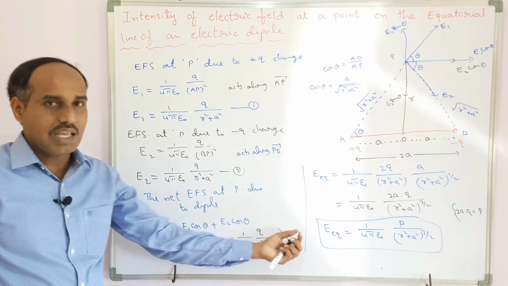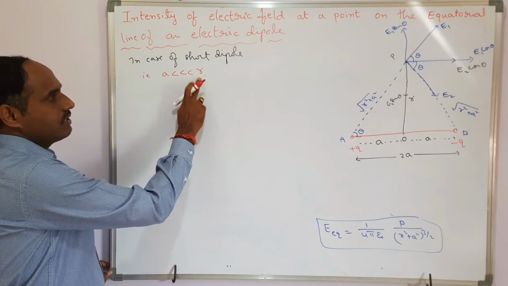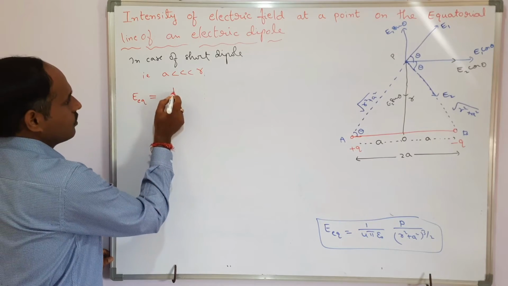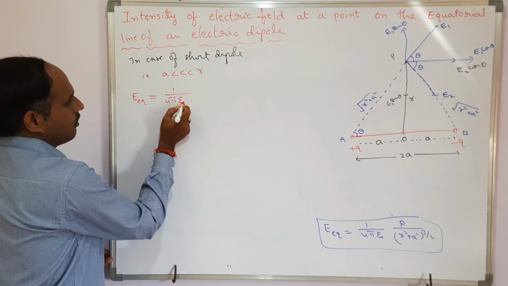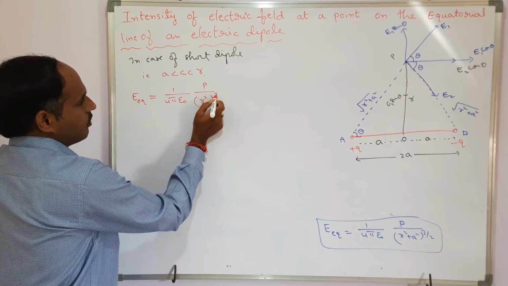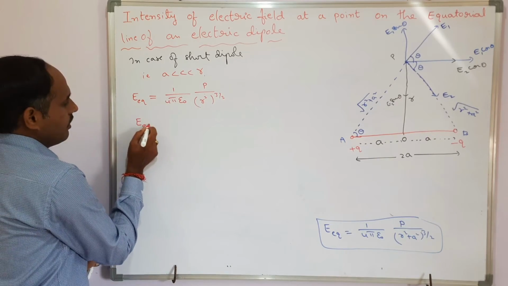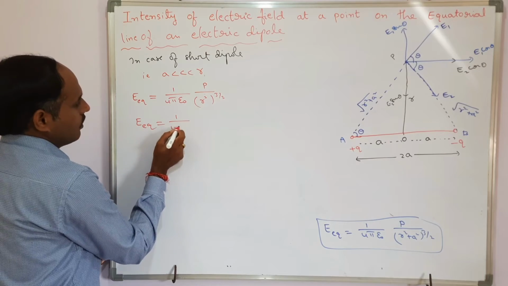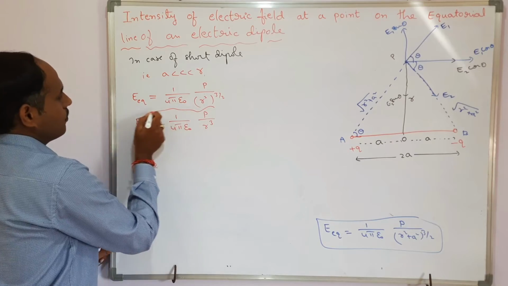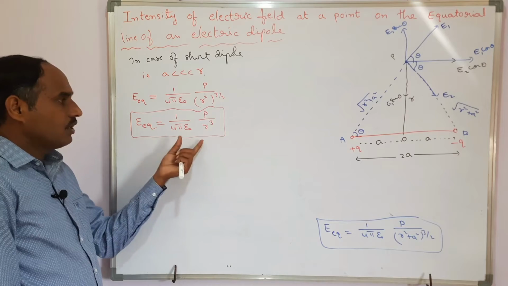Now we are going to write the same in case of short dipole. In case of short dipole, a is very much less than r. So we have E on equatorial line is equal to 1 by 4 pi epsilon of P by r square whole power 3 by 2. a is negligible as compared to r. So here we will get E on equatorial line is equal to 1 by 4 pi epsilon into P by r cube. This is the expression for electric field strength on the equatorial line.